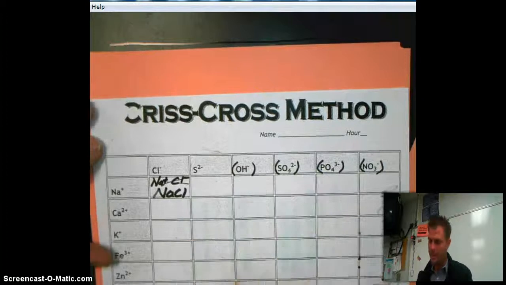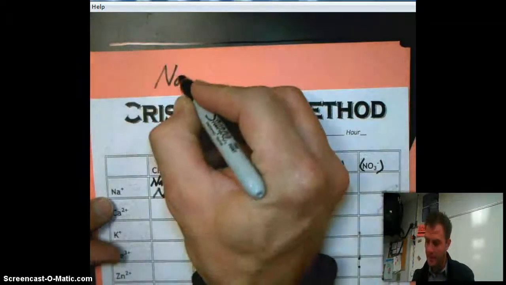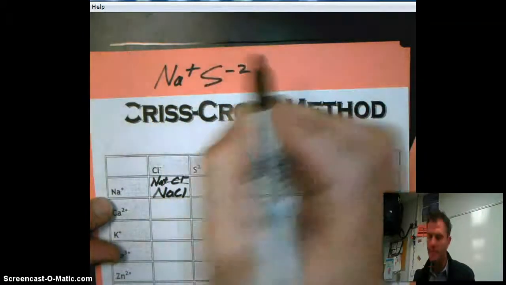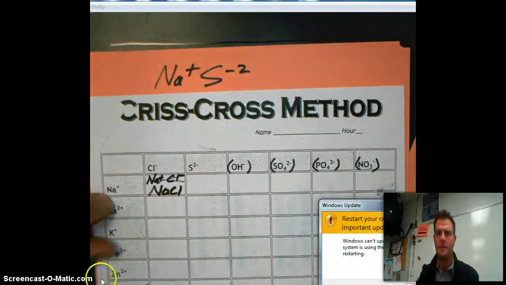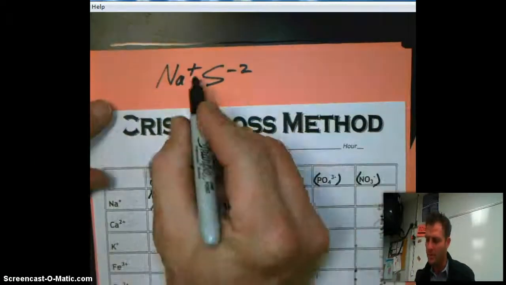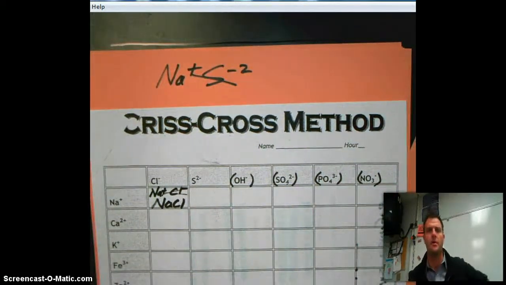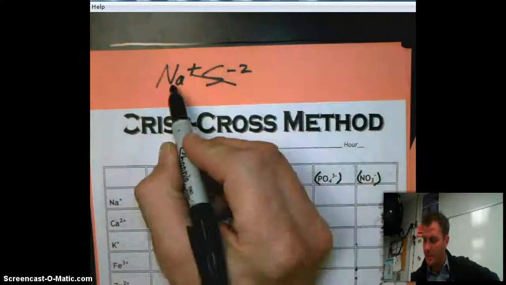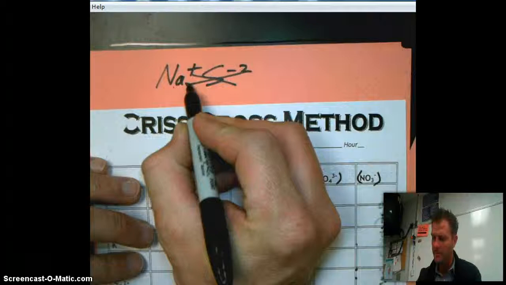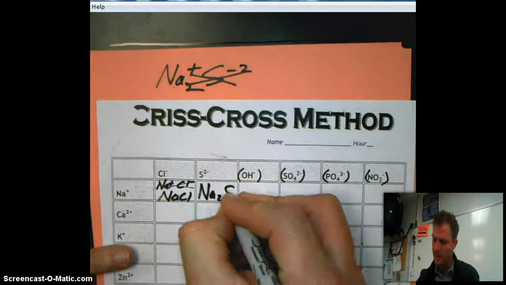Okay. Now, when you cross Na and S, Na has a plus 1 charge, S has a minus 2 charge, okay? So, when you crisscross it, the 1 comes down here. Now, we don't write 1s, okay? We're just going to include the element. By you writing the element down, it says 1. The 2 will come down here. So in this box, Na2S.